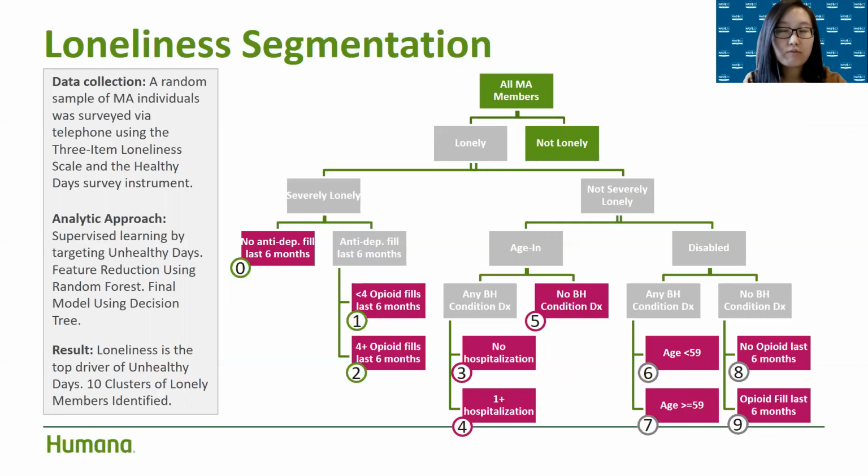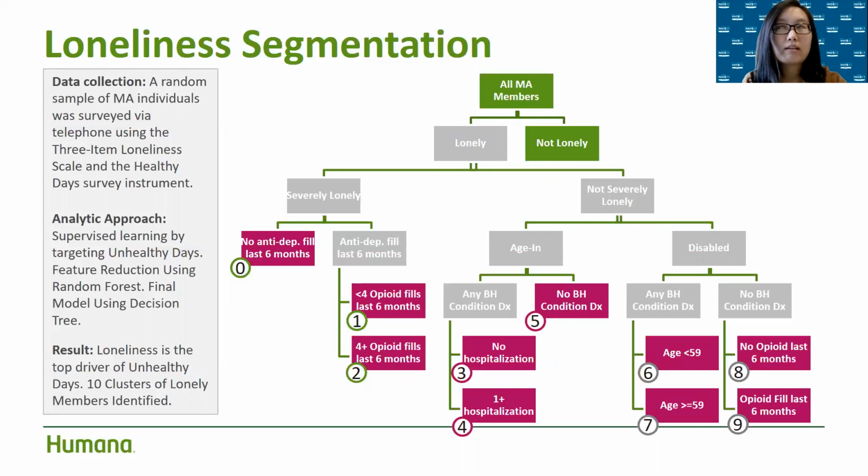Based on the survey responses, we classified our members into three groups: not lonely, moderately lonely, and severely lonely. Besides the survey responses, we also incorporated other data like enrollment data, demographic data, and claims data. All of this data was collected in the year prior to the survey date. Finally, the data set combined around 1,000 variables from different data sources.